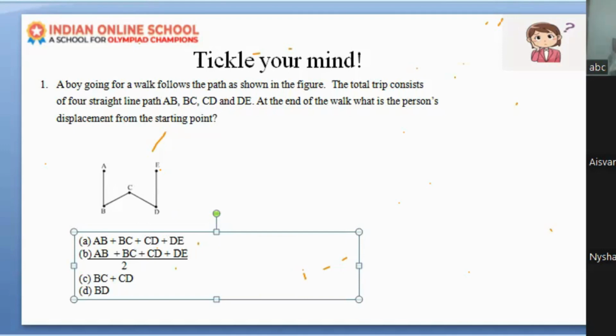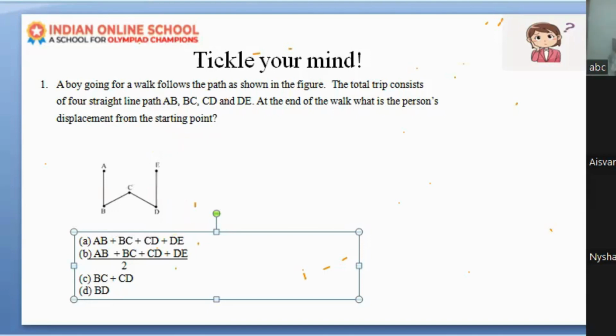If I'm talking about the distance, it is AB, BC, CD, and DE. That is the actual path. But if I am talking about the shortest distance, that is BD. So the right answer is the D option. I hope you understood up to here.